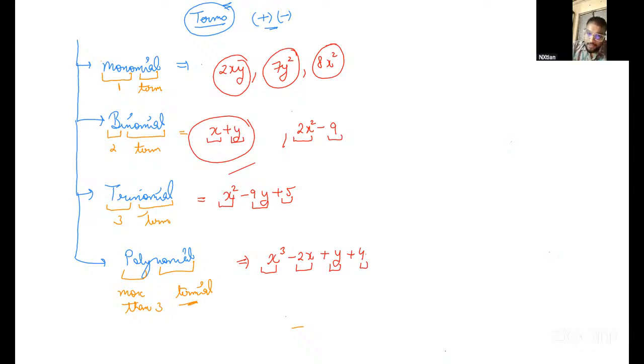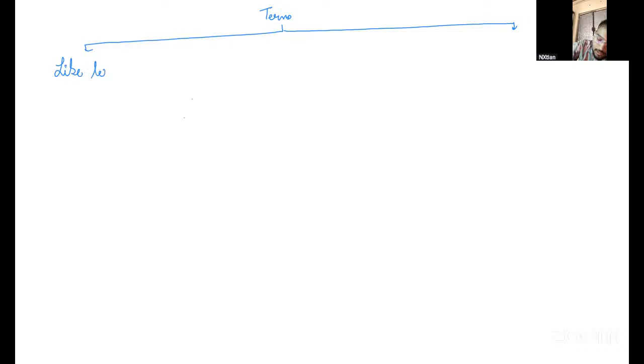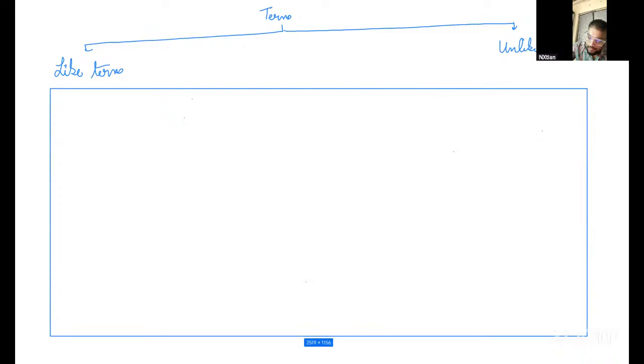Okay, so I'm erasing this. Now there are also two types of terms. First is like terms, and another one is unlike terms. Turn on your camera, everyone. Unlike terms. Okay. So now we will understand the meaning of this.